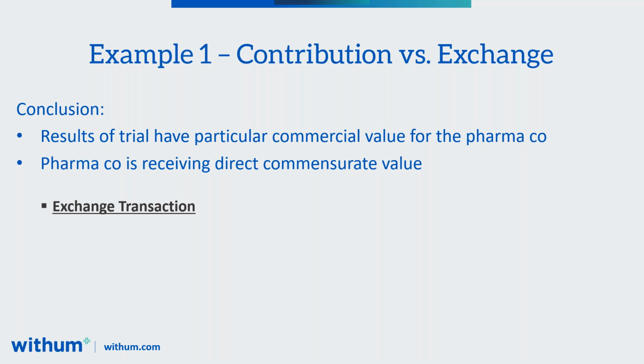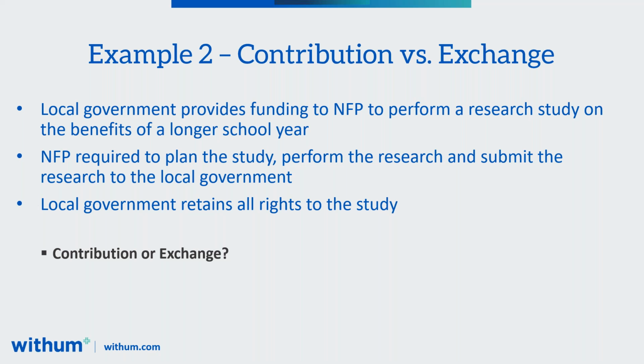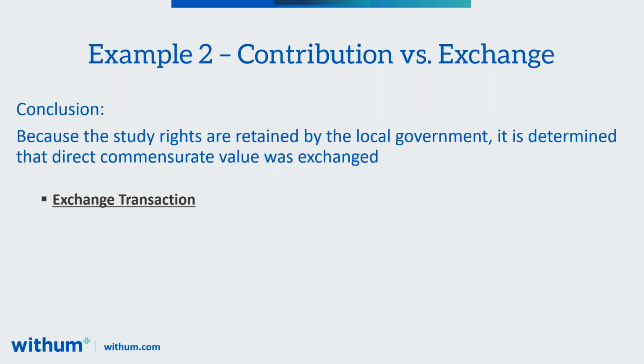So example 2, contribution versus exchange. A local government provides funding to a not-for-profit to perform a research study on the benefits of a longer school year. The not-for-profit is required to plan the study, perform the research, and submit the research to the local government. The local government retains all rights to the study. Is this a contribution or an exchange? And on the next slide, you'll see this is also an exchange transaction. Again, because those study rights are retained by the local government, it's determined by the not-for-profit that direct commensurate value was exchanged.